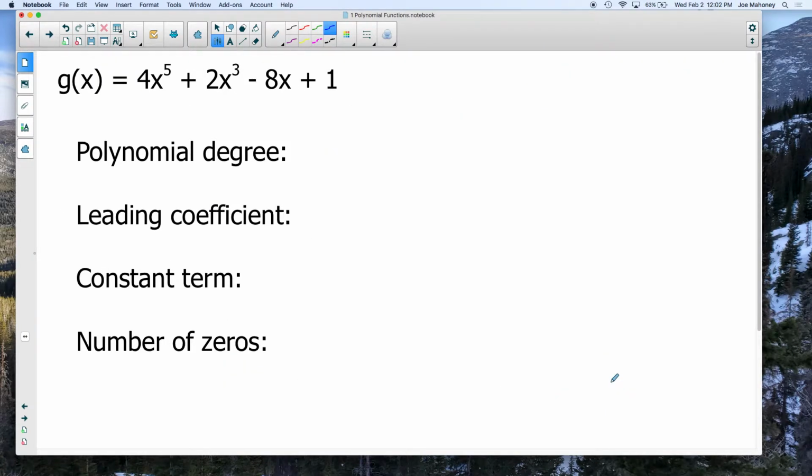There's a couple of characteristics of polynomial functions to be aware of. We call them the polynomial degree, the leading coefficient, constant term, and the number of zeros. So maybe you know some of these terms. Take a minute, see what you remember. All right, the degree of a polynomial is the largest power of the polynomial. So in this case, the largest power is this first term here. It doesn't have to be the first term, but in this case, the first term, because the exponent is 5. So in this case, it's a 5th degree polynomial.